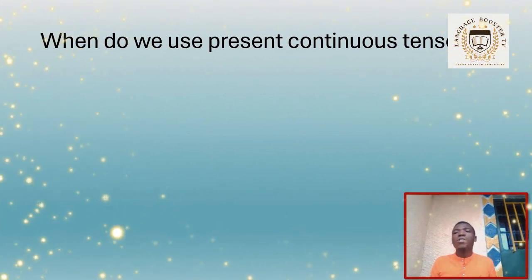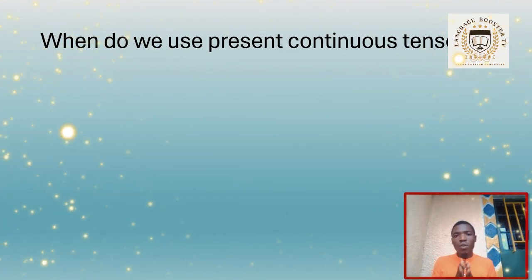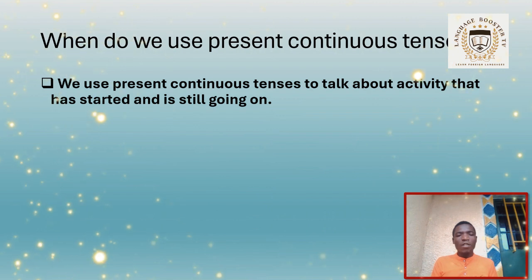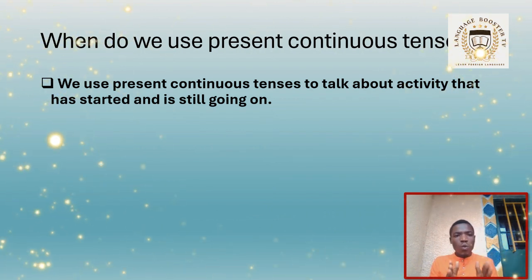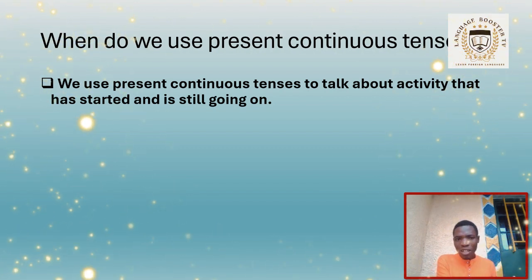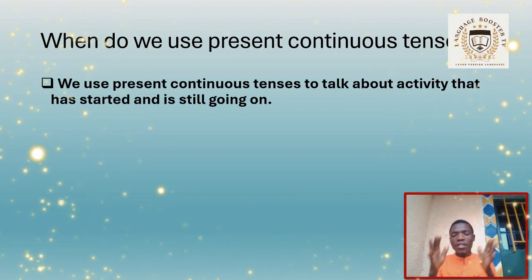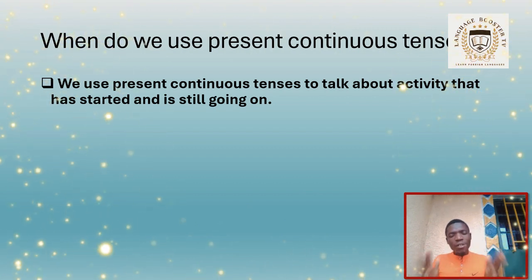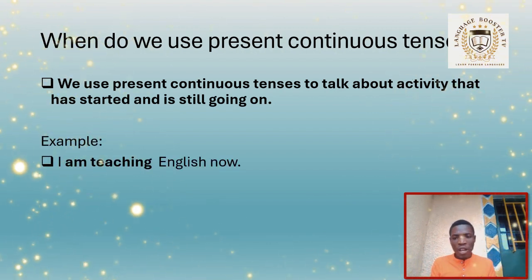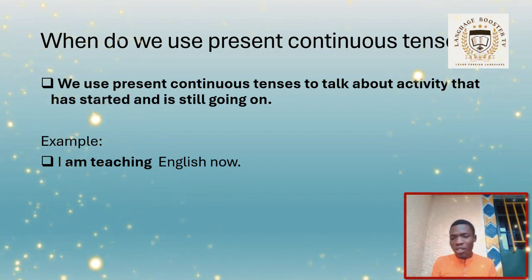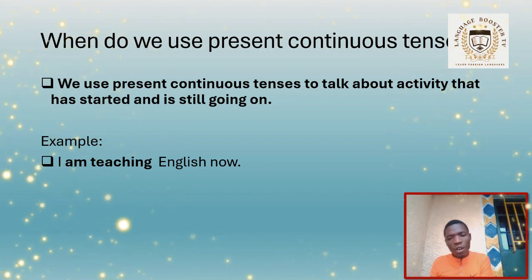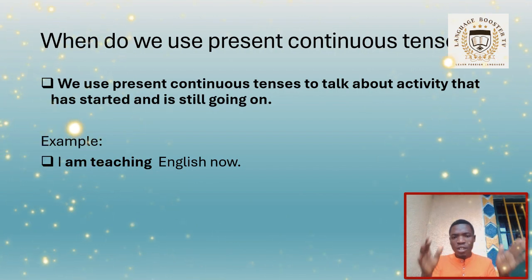When do we use present continuous tense? You can ask yourself, when do we need to use present continuous tense? First of all, we use present continuous tense to talk about an activity that has started recently and is still going on. For example, I am teaching English now. I started a few minutes ago and it's still going. I am still teaching English now.